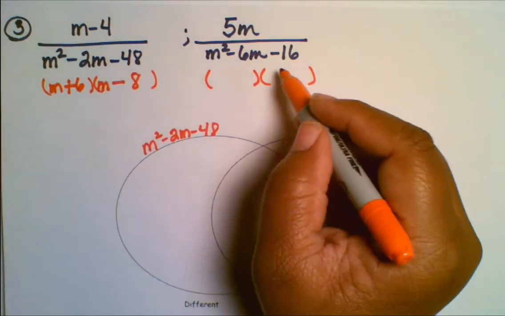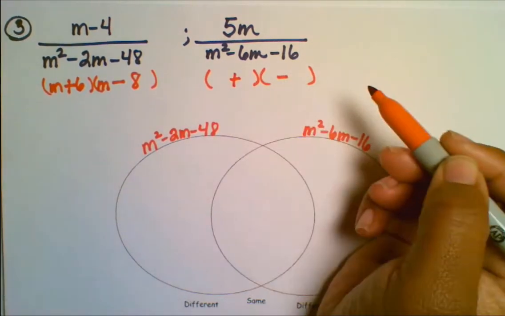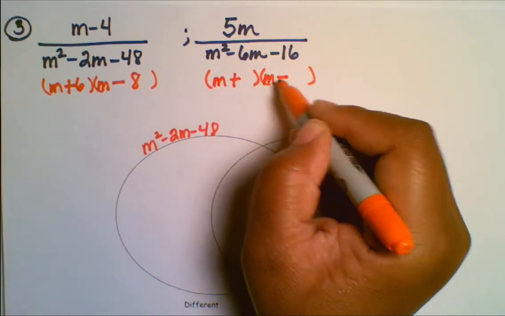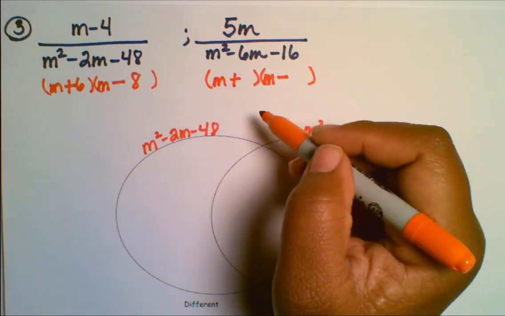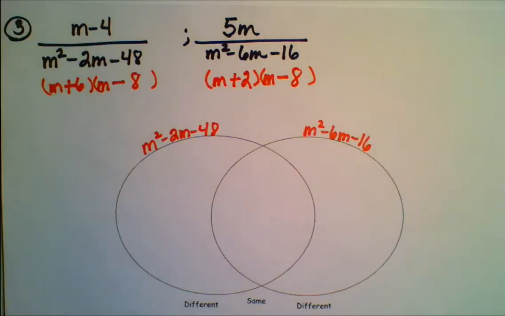And then the second fraction, our denominator, m squared minus 6m minus 16. Minus 16, we have opposite signs. M and m for the first term. Factors of 16 that would give us negative 6, that will be 8 and 2. 2 is positive, 8 is negative.